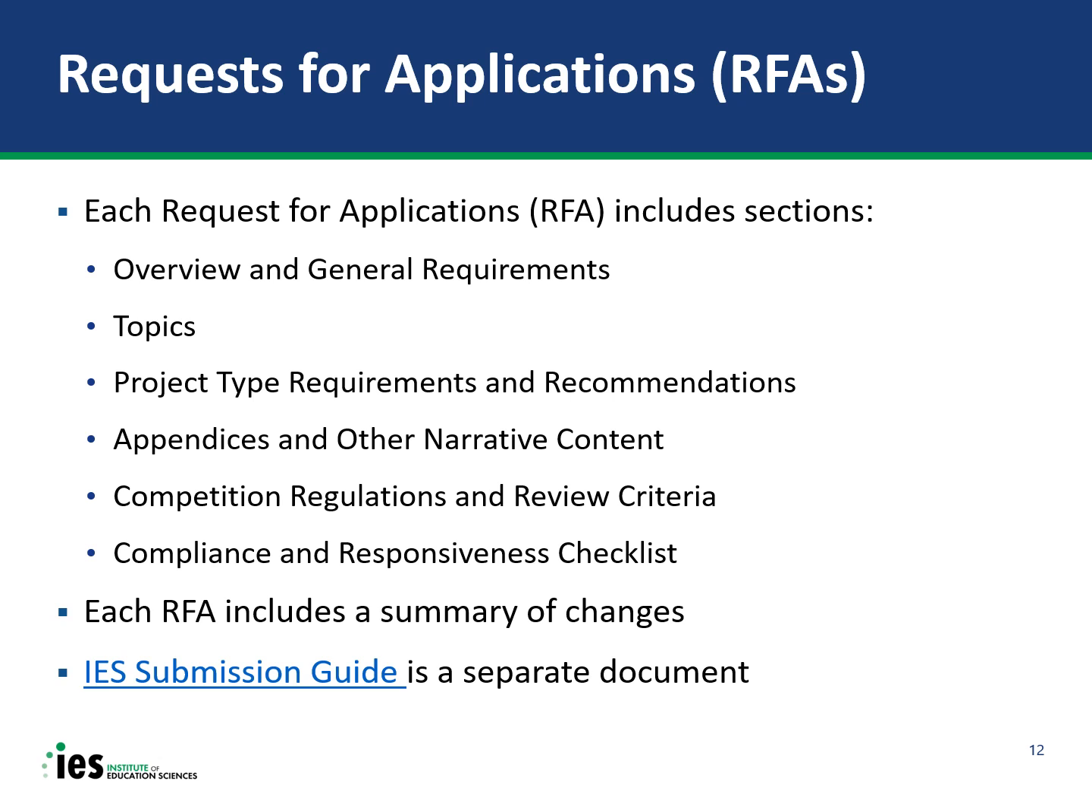So why should you read the RFAs carefully? First, the RFA is your guide to preparing high-quality applications. We provide a great amount of detail in our RFAs about the requirements you must meet, as well as recommendations for how to write a high-quality application. Second, reviewers use RFAs to evaluate your application for its scientific merit. RFAs have sections to walk you through what you need to know and include in your application. The sections include overview and general requirements, which includes a summary of changes to the RFA from the previous competition, topics, project type requirements and recommendations, appendices and other narrative content, competition regulations and review criteria, compliance and responsiveness checklists.